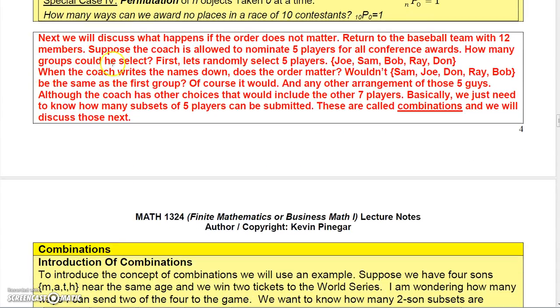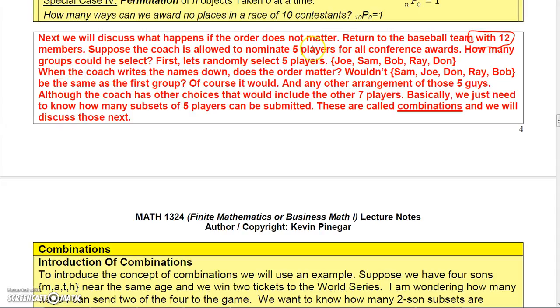Okay, now let's discuss what happens if the order is not relevant. In other words, the order does not matter. Let's go back to the baseball team. Let's say we have 12 members on a baseball team. And now, suppose the coach can nominate 5 players. Okay, how many groups could he select?